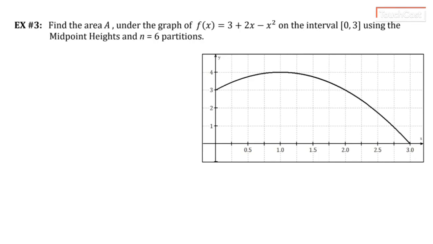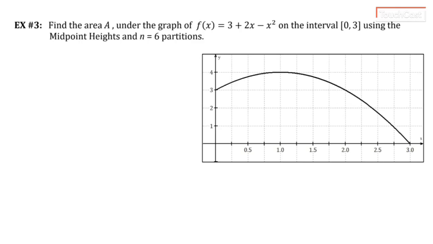Alright, so in our last video we started talking about using Riemann sums to approximate the area under a curve, and we did two examples. We're moving into example 3, where we're going to find the area under the function f of x equals 3 plus 2x minus x squared on the interval 0 to 3, using midpoints this time, and 6 sub-intervals, 6 rectangles.